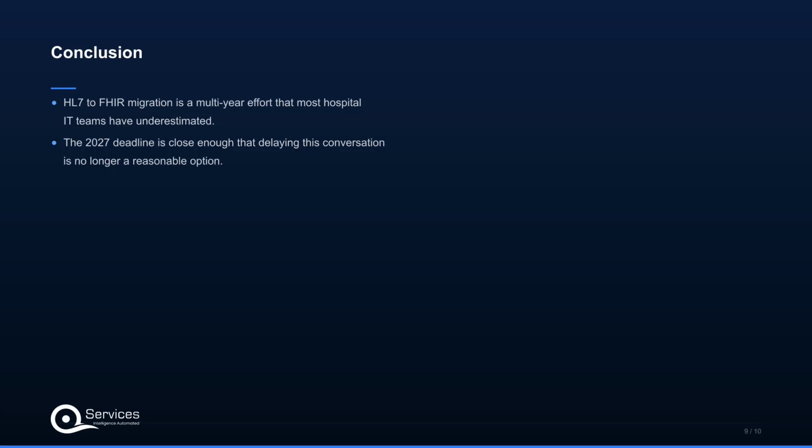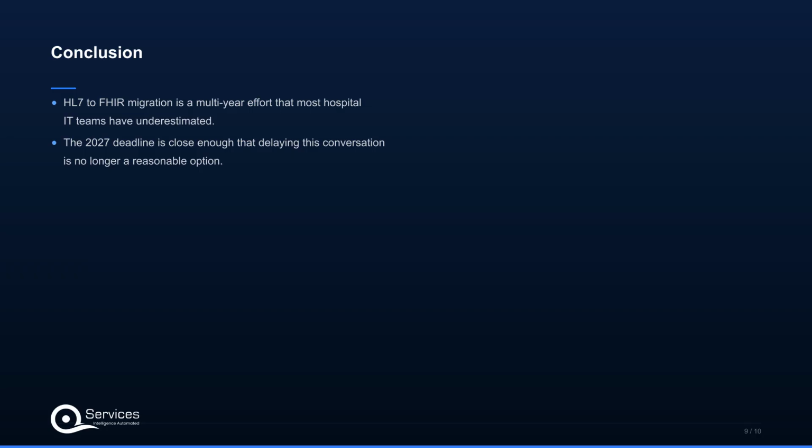Next up, let's talk about conclusion. HL7 to FHIR migration is a multi-year effort that most hospital IT teams have underestimated. The 2027 deadline is firm, the Inferno test suite is unforgiving, and the HL7 v2 complexity buried in your integration infrastructure will surprise you when mapping work begins in earnest.